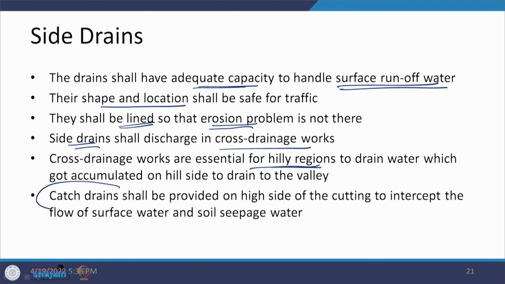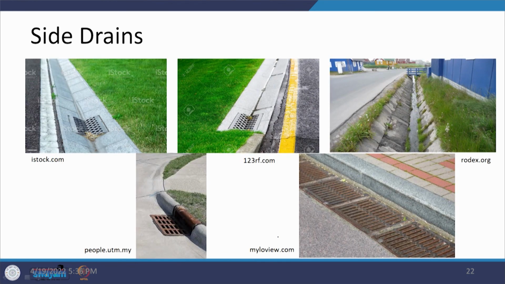One other type of system which can be there is a catch drain. And what is this catch drain? They are provided on the high side of the cutting to intercept the flow of surface water and the soil seepage water. Let us look at a few of the things here.